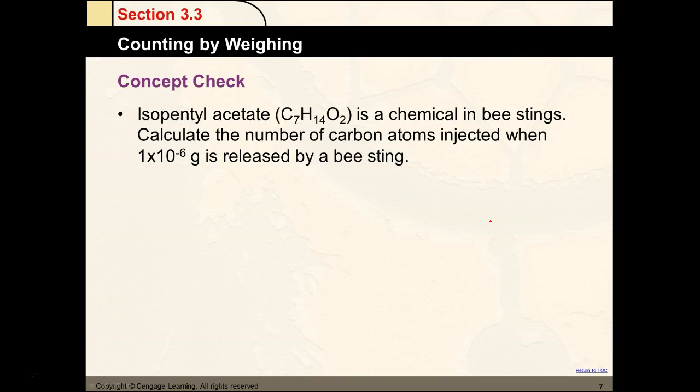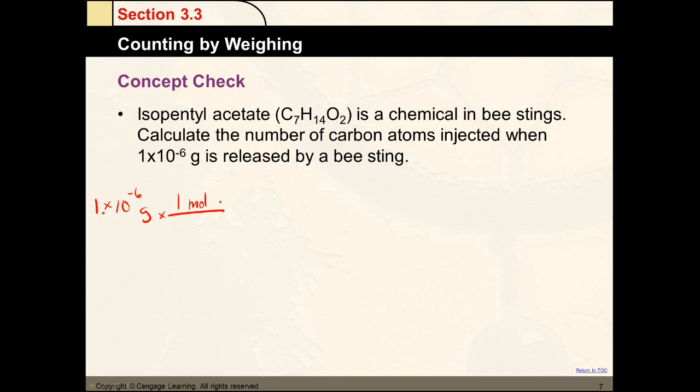All right, so it says isopentyl acetate, C7H14O2, is a chemical in bee stings. Calculate the number of carbon atoms injected when 1 times 10 to the negative 6 grams is released by a bee sting. So we can only start with the number that they're giving us, which is 1 times 10 to the negative 6 grams, right? And if we're starting in grams, the only place that we can go to is moles. So we want to get to moles first, and we want to get to moles of isopentyl acetate.